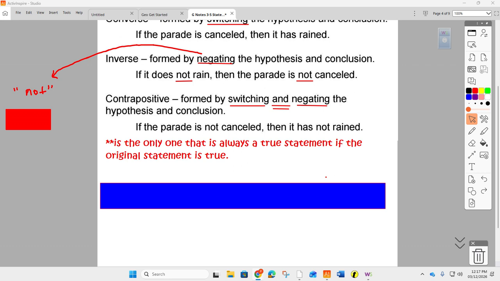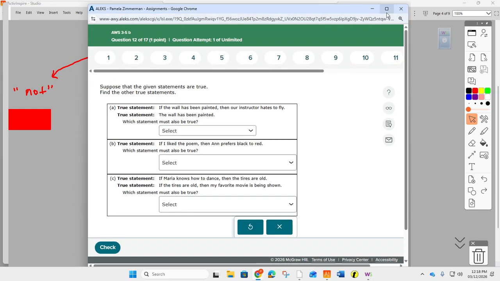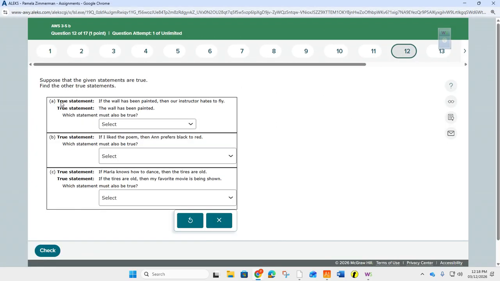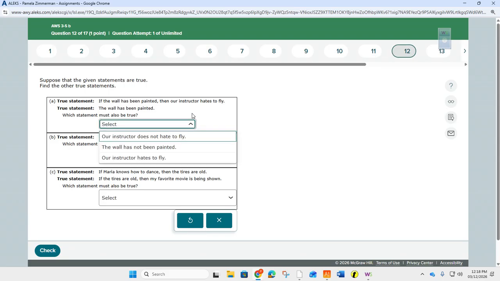Okay, so I'm going to show you the one I'm talking about. So this is a preview of your assignment for today. We're going to do all 3 of these, and I'll tell you which one I'm talking about. But this first one says true statements. If the wall has been painted, then our instructor hates to fly. Now, true statement. The wall has been painted. So which statement must also be true? So if the wall has been painted is a true statement, and this is also a true statement, then it has to be our instructor hates to fly.